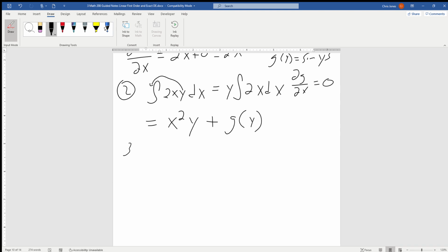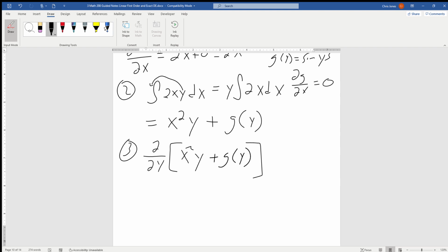Now step 3 is we are going to take the partial of this answer. Okay, so we're going to take the partial with respect to y of x squared y plus g of y.